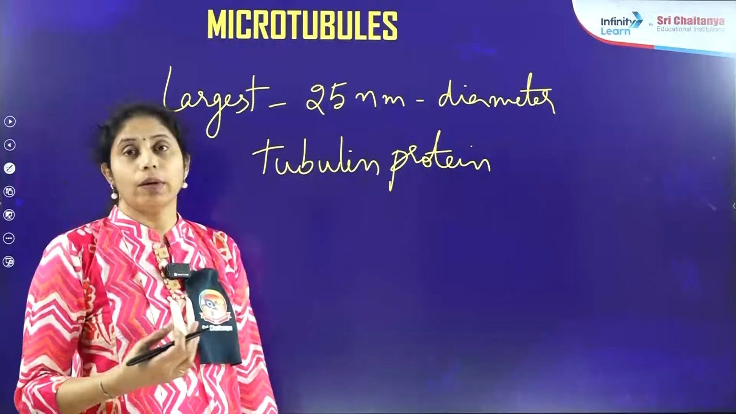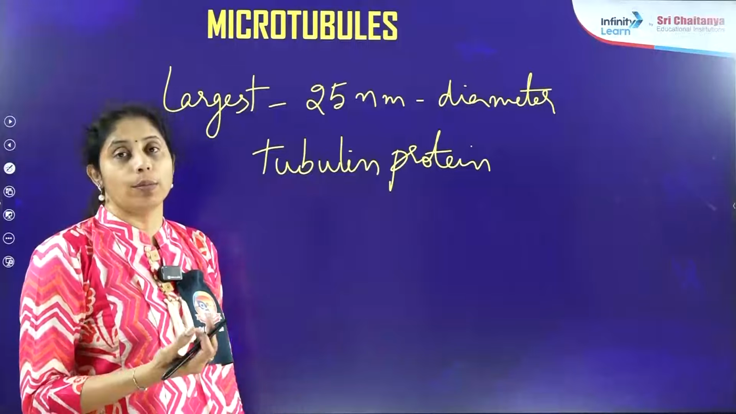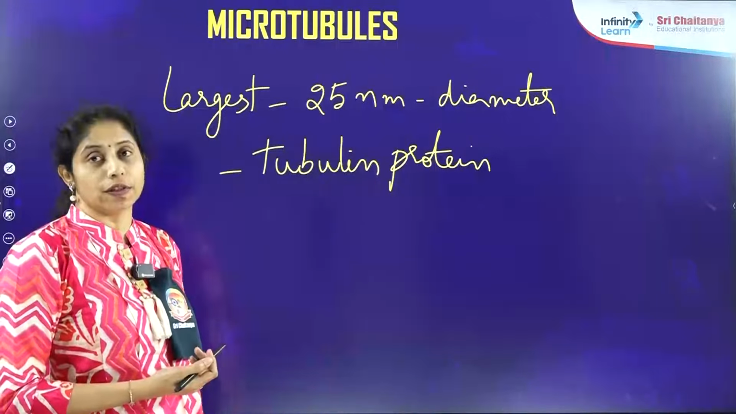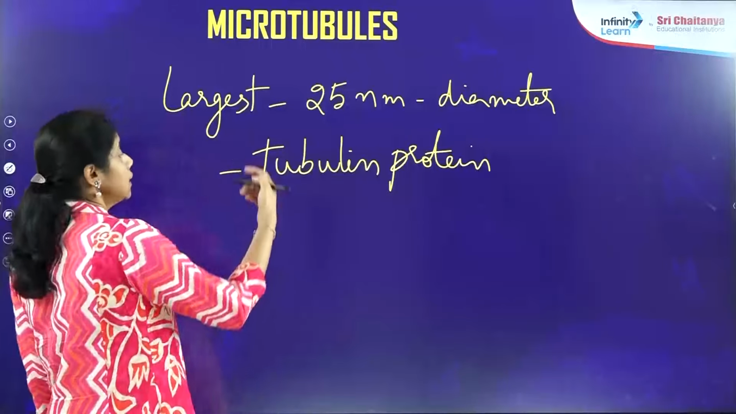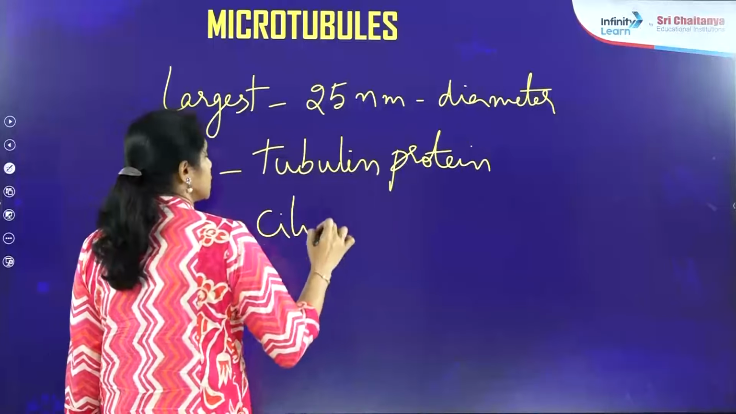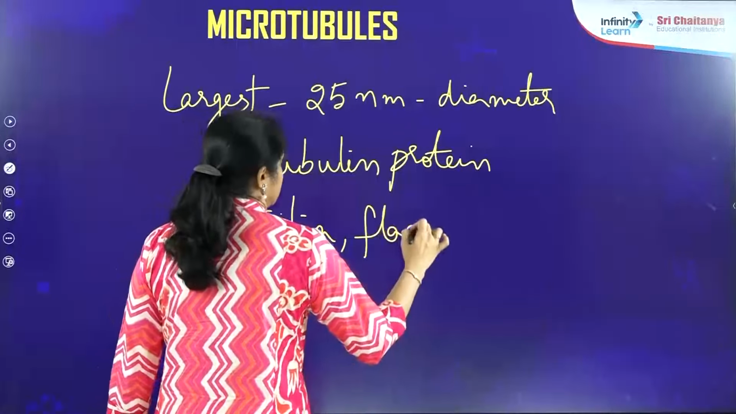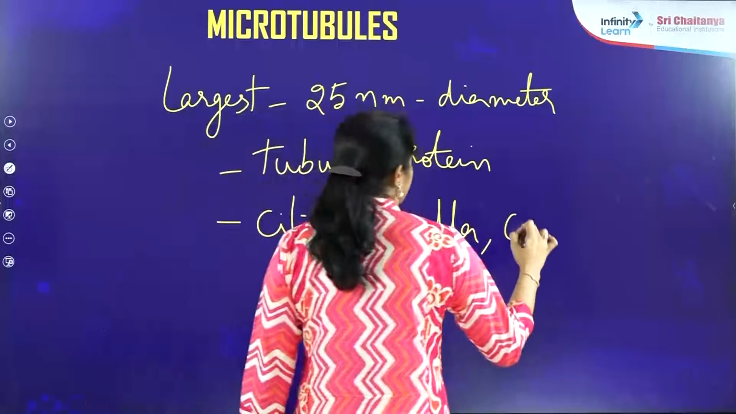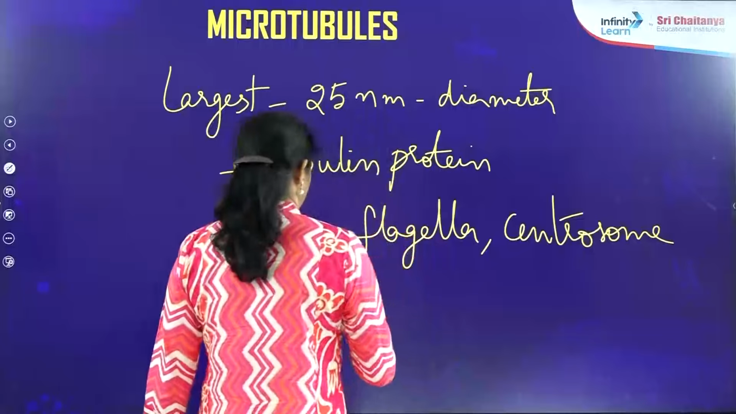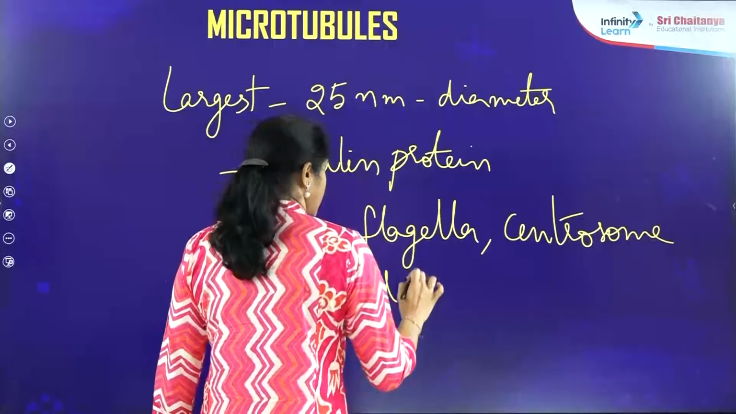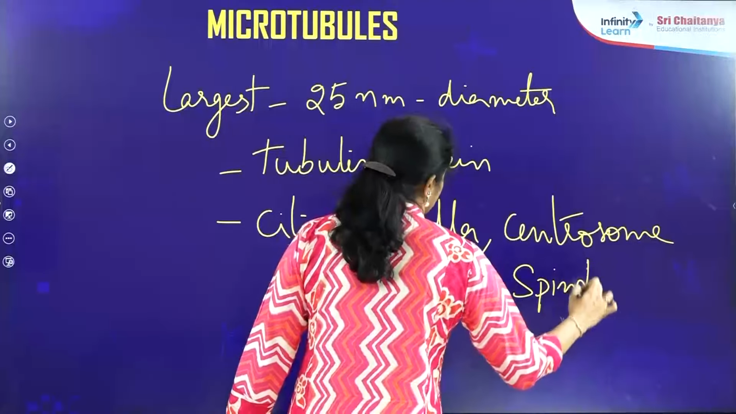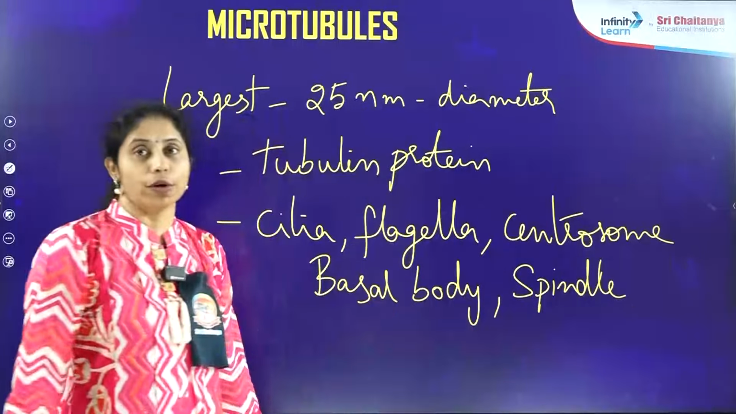Along with that, in cilia and flagella they will also have the dynein protein. But the main protein present in the microtubules is tubulin. And these microtubules form different structures like cilia, flagella, centrosome, basal body, and spindle at the time of cell division. These are all formed by the microtubules only.